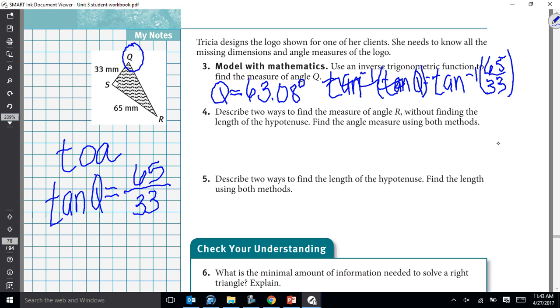SOHCAHTOA. All right. So let's see. If you want to use the triangle sum theorem, do it that way. The rest of us, let's do SOHCAHTOA, and we'll compare our answers. They should be the same. So from R, because we're going to use TOA again, TOA is opposite. So what's our opposite side? 33. And our adjacent side?